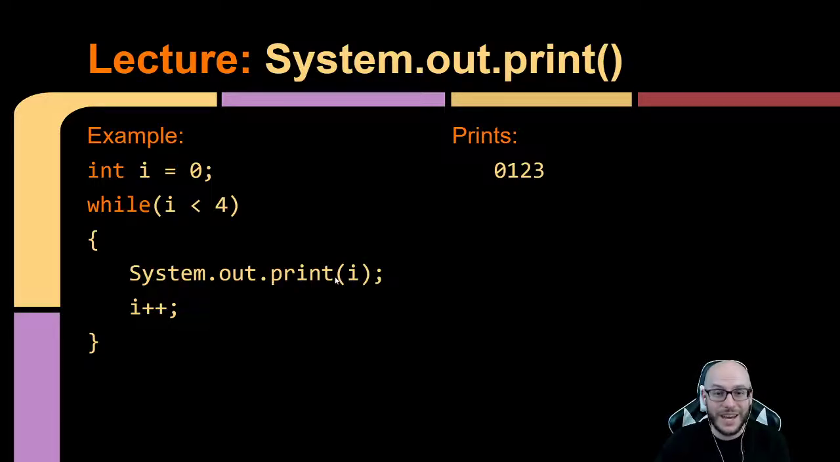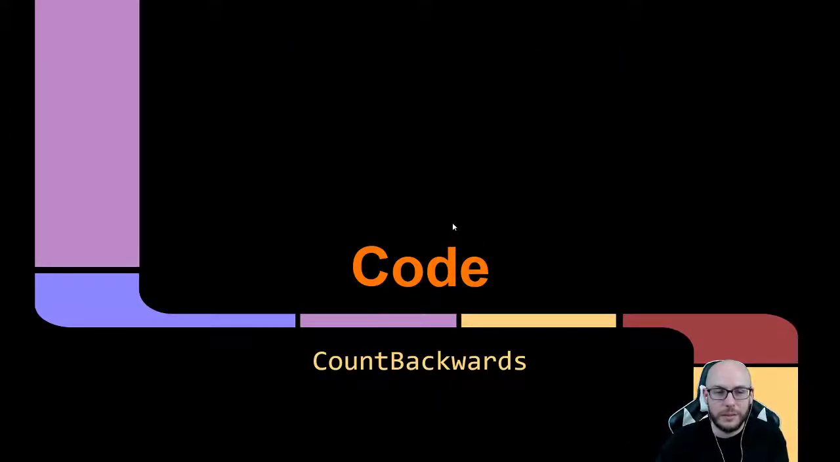Very subtle: if I just get rid of the ln, exact same code, but we're just doing print, then I end up getting the digits all right next to each other. The new line is not being created afterwards, so any subsequent thing appears on the same line. This is sometimes what you want, okay? Such as when we try to count backwards.